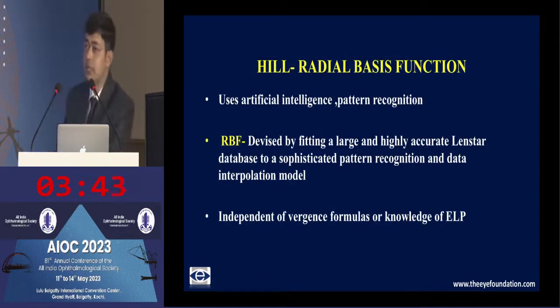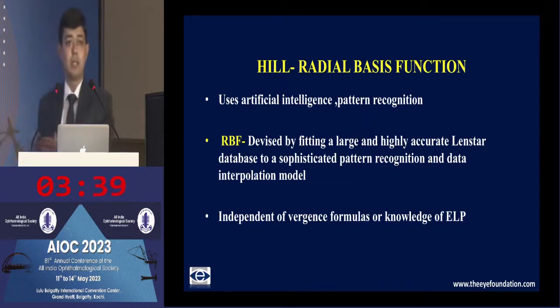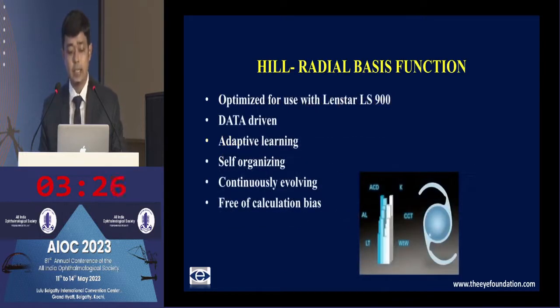The most recent is the Hill RBF formula. Now, the Hill RBF is a complete step away from the traditional formulae, where it entirely uses artificial intelligence and pattern recognition. So, there's a large amount of data which is fed into this calculator using the LensStar equipment, and then subsequently this undergoes adaptive learning. There is still data being fed in, newer versions are coming out. It is continuously evolving and self-organizing. And because these are from a natural population data, it is free of any calculation bias.